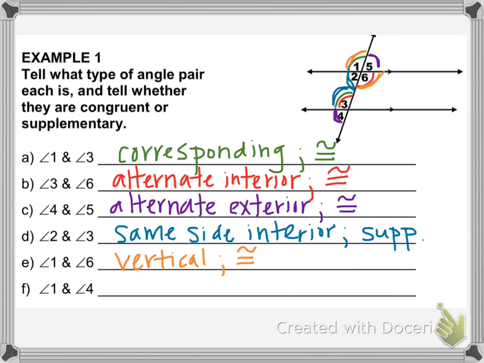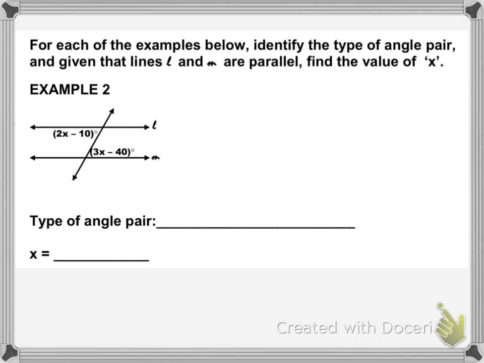And then let's see, I need another color. Let's do this color. Angle 1 and angle 4, these are same side of the transversal, but they're on the exterior. They're outside of the parallel lines. So these are same side exterior. And just like same side interior, if they start with an S, same side, then they are also going to be supplementary. They're going to add up to 180. So you need to be able to identify the type of angle pair and whether they're congruent or supplementary. And then we are ready to try some examples.